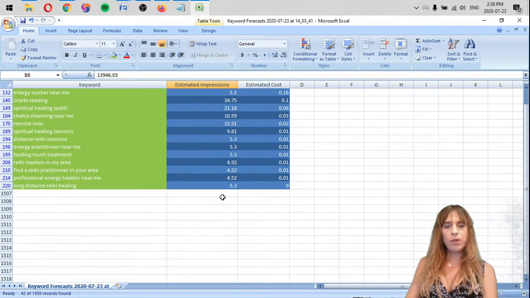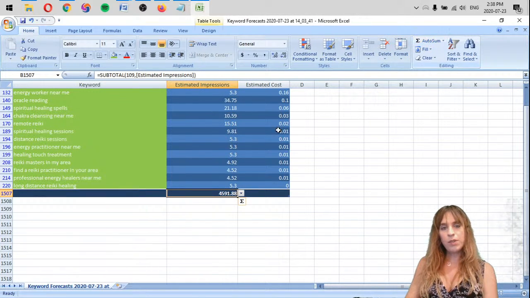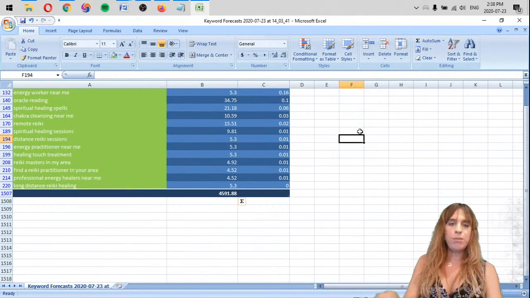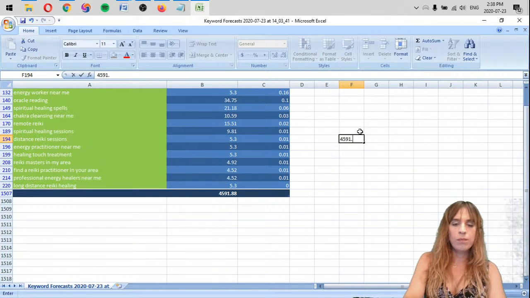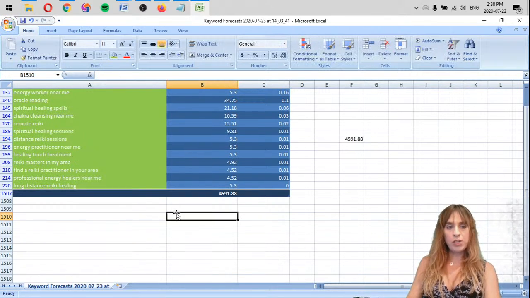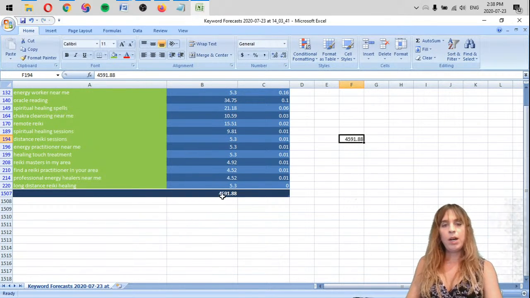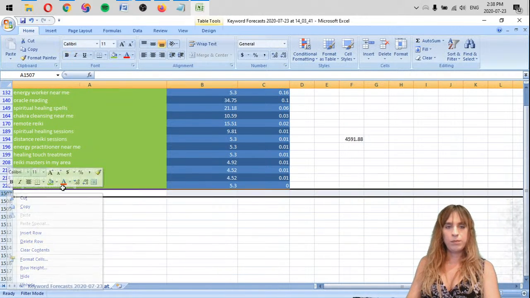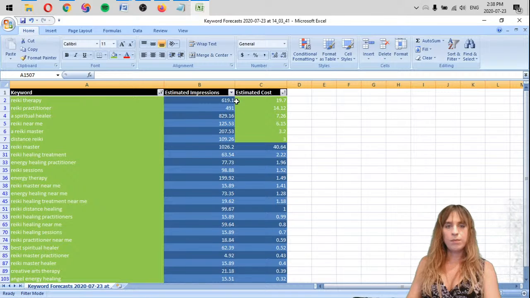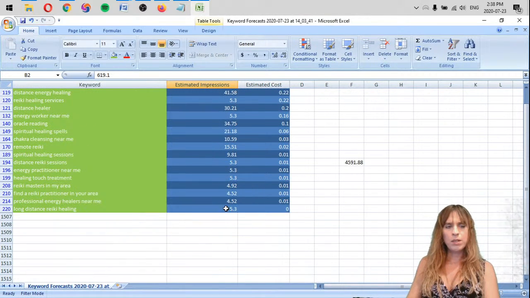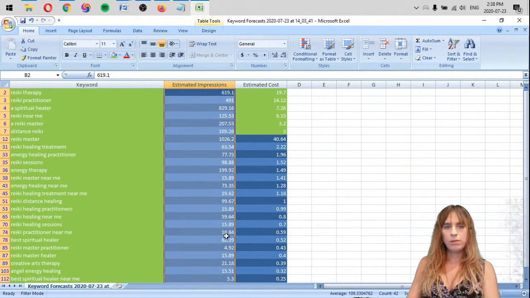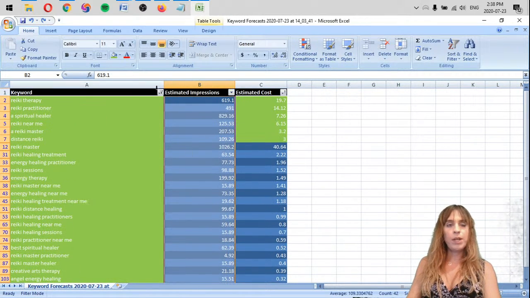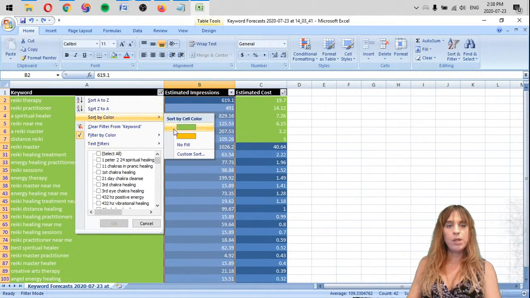Okay, so what we can do, first of all, is we can do auto sum. So 4591.88 is the total number of impressions per month for these. Is that right? Let's see. Yep. Okay, cool. All right, now I'm going to filter by color and I'll do no fill.